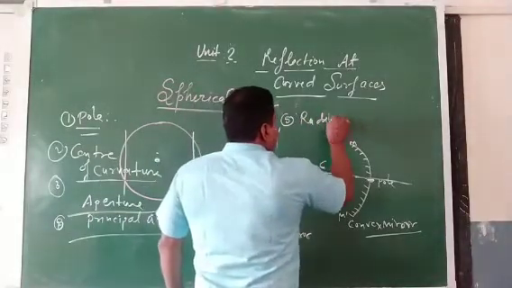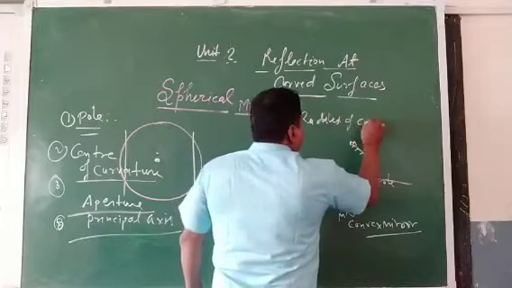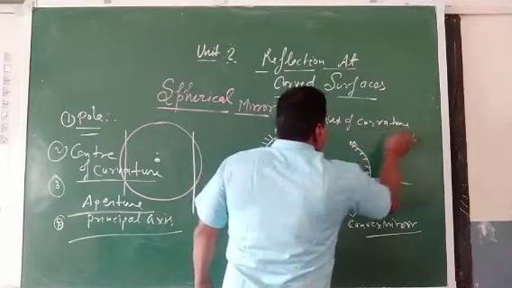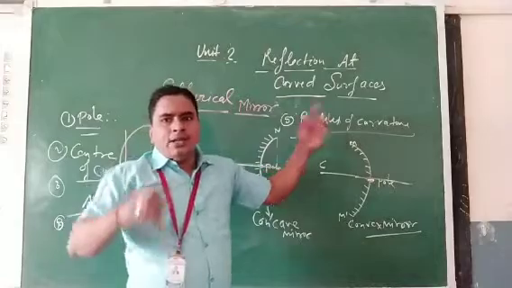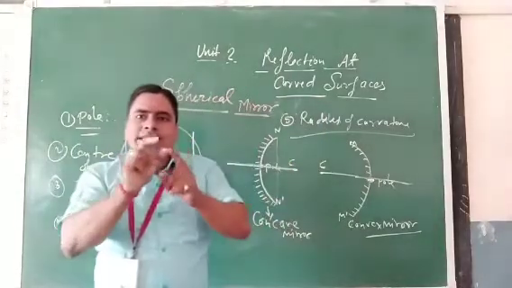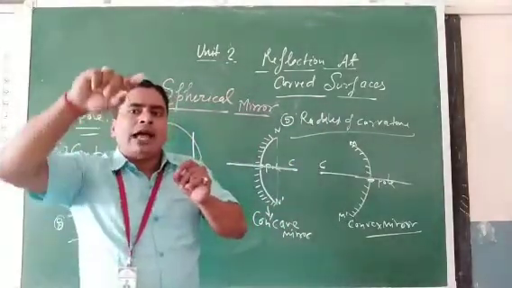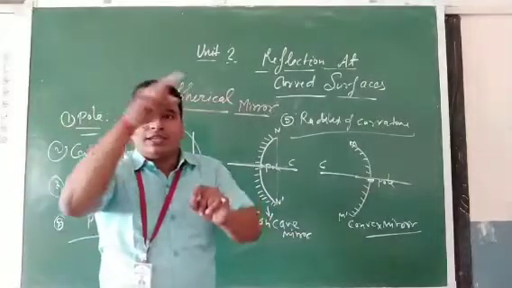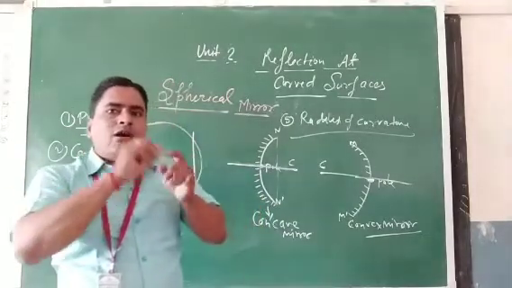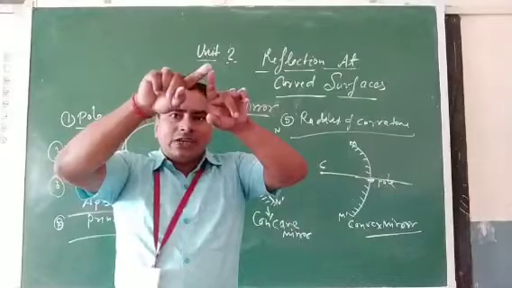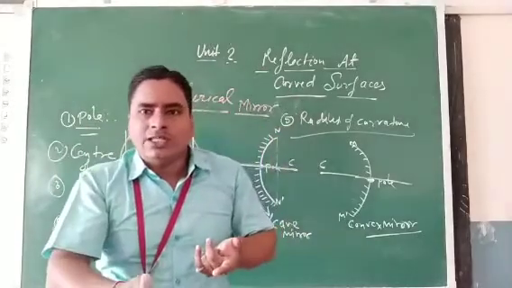Okay, radius of curvature. What is this? By this word is meant the radius. So radius of a circle is what? The distance between the center and any point lying on the circumference of the circle. The center and any point that lies on the circumference, the distance between them, that is called radius.